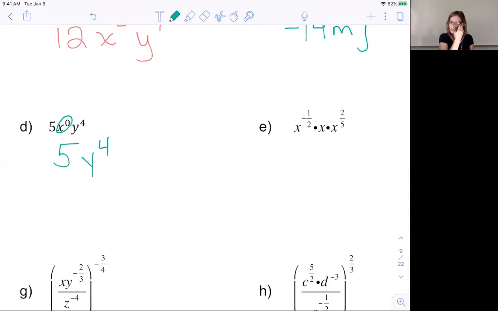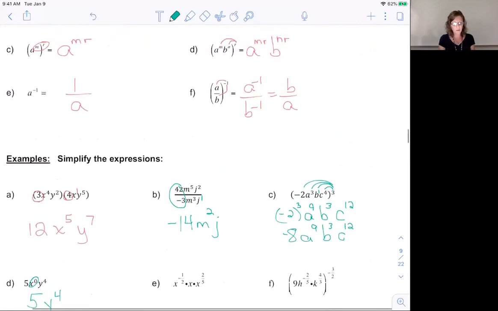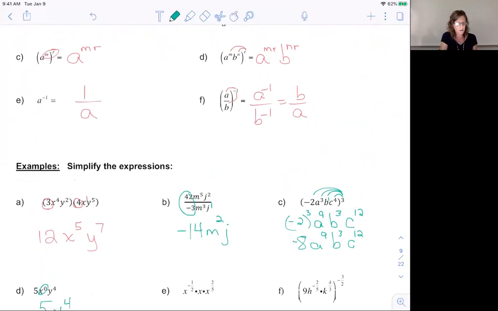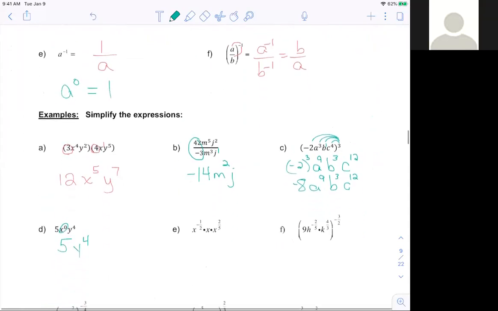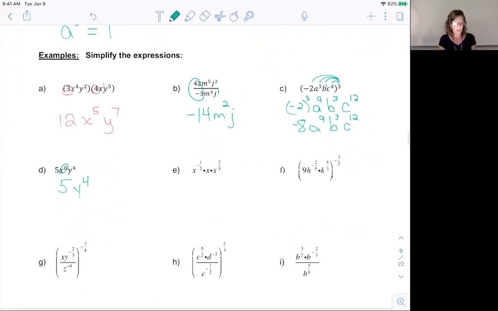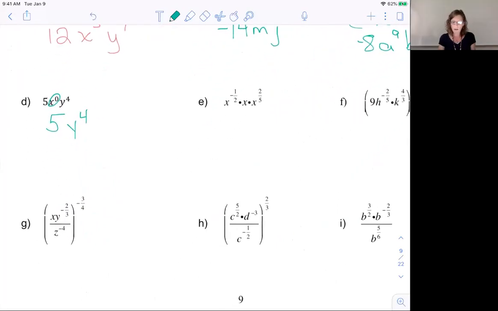So anything to the 0 power is 1. We could add that as an extra property if you wanted to. We could say a to the 0 equals 1. Any number to the 0 is equal to 1. So letter D, the x to the 0 goes away, and we just have 5y to the 4th.